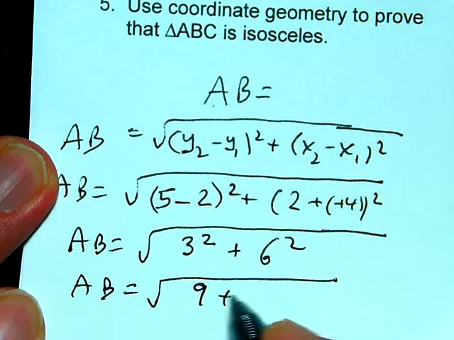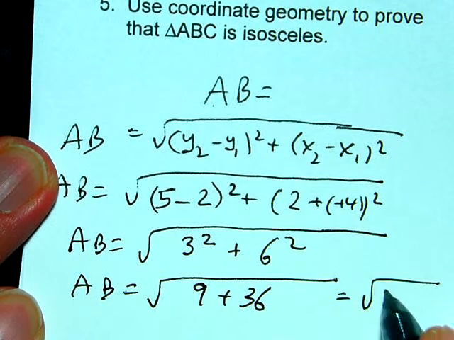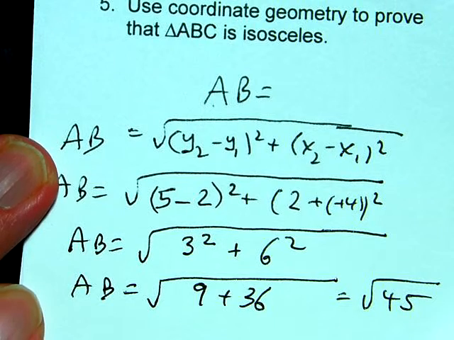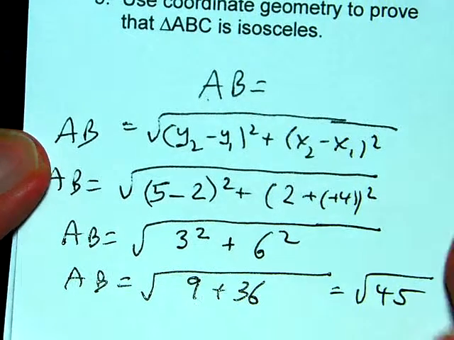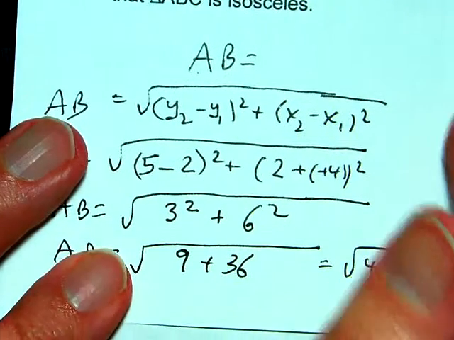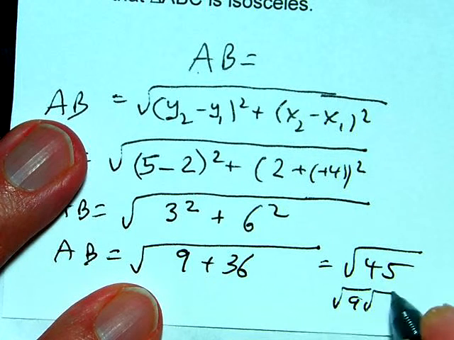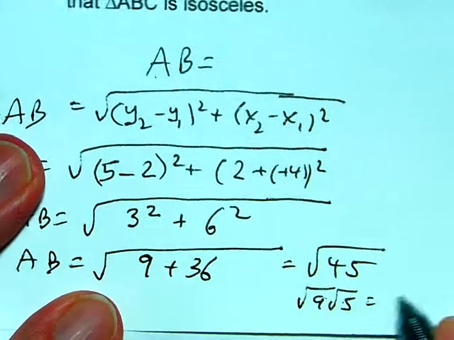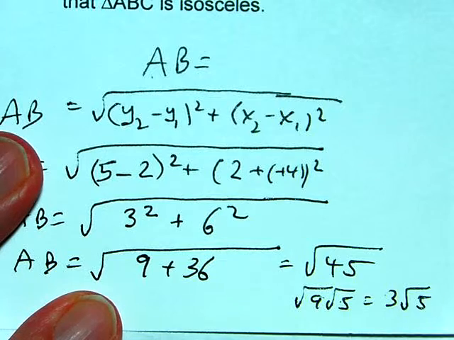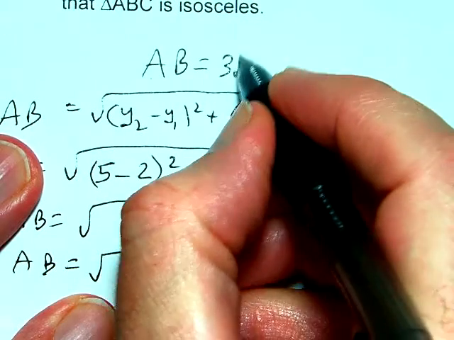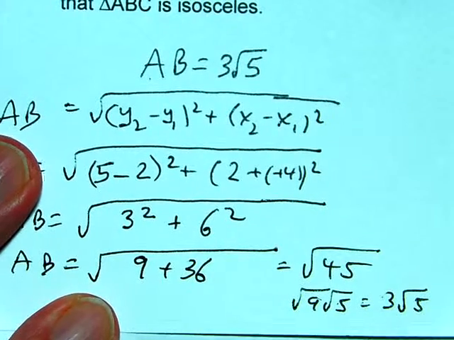This is 9 plus 36, which is equal to the square root of 45. Okay, I could simplify this a little bit because 45 is 9 times 5. So it's the square root of 9 times the square root of 5, which is 3 times the square root of 5. Okay, so AB is 3 times the square root of 5. So far, so good.